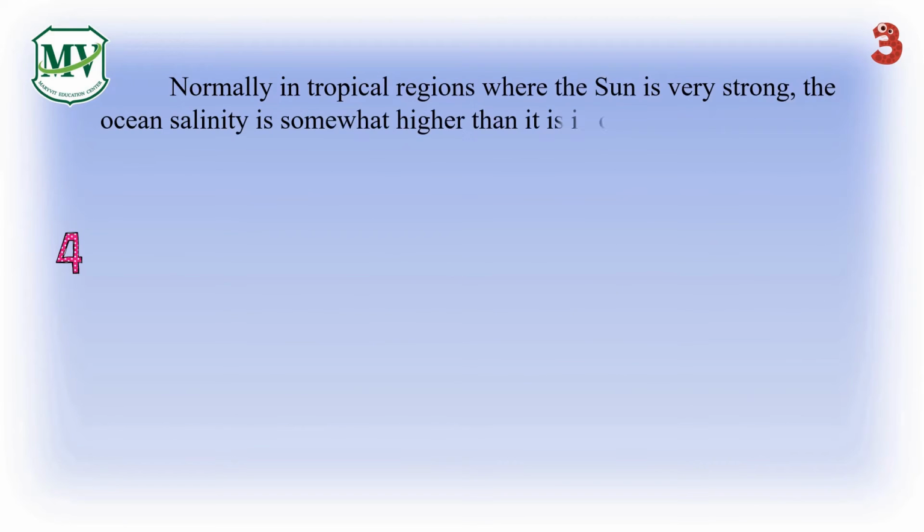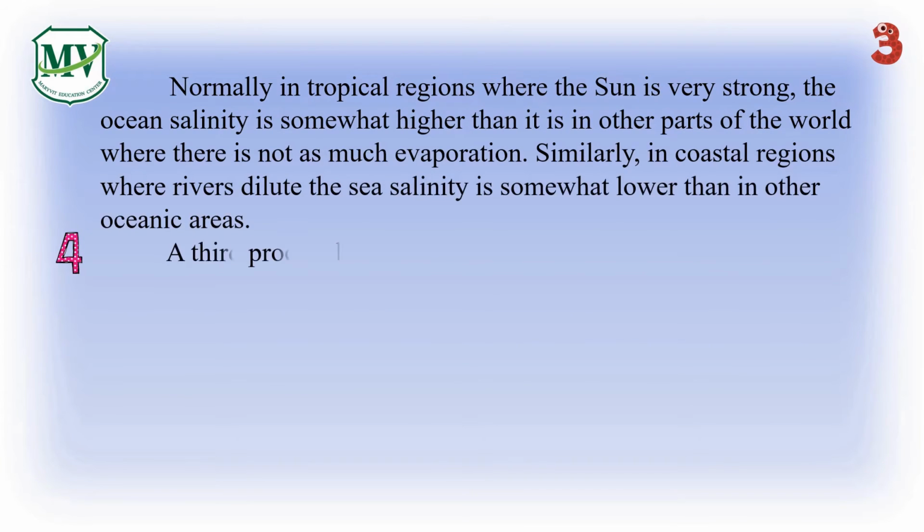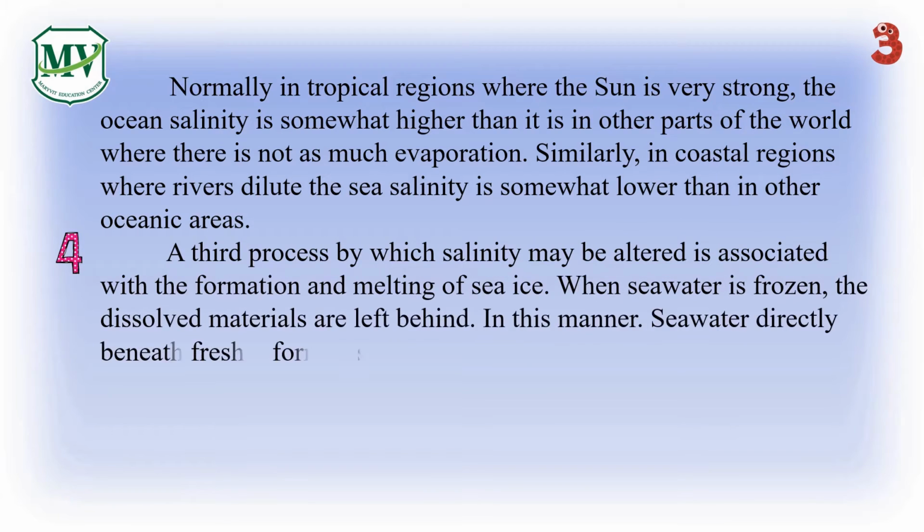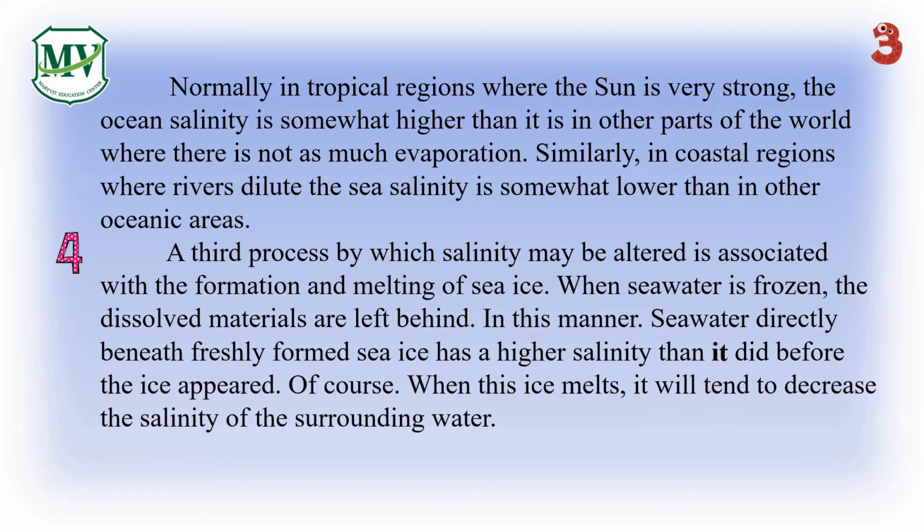Normally in tropical regions where the sun is very strong, the ocean salinity is somewhat higher than it is in other parts of the world where there is not as much evaporation. Similarly, in coastal regions where rivers dilute, the sea salinity is somewhat lower than in other oceanic areas. A third process by which salinity may be altered is associated with the formation and melting of sea ice. When seawater is frozen, the dissolved materials are left behind. In this manner, seawater directly beneath freshly formed sea ice has a higher salinity than it did before the ice appeared. Of course, when this ice melts, it will tend to decrease the salinity of the surrounding water.